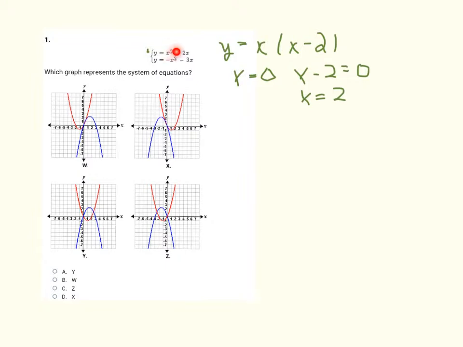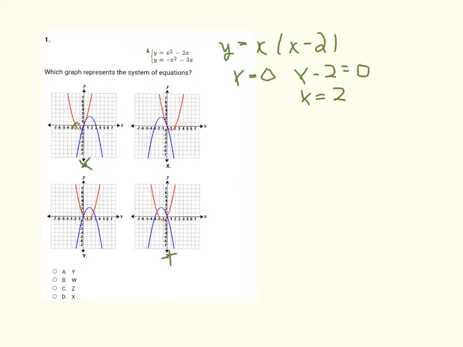And because it's a positive x squared, I know that that one's going to be my smile. It's going to be an upward U, so it's going to be one of these red graphs. So I need my red graph to cross at 0 and positive 2. Well, W, it crosses at 0 and -2, so it can't be W. X, it crosses at 0 and 2, so I'm good. Y, it crosses at 0 and 2, so I'm good. Z, it crosses at 0 and -2, so it can't be Z.